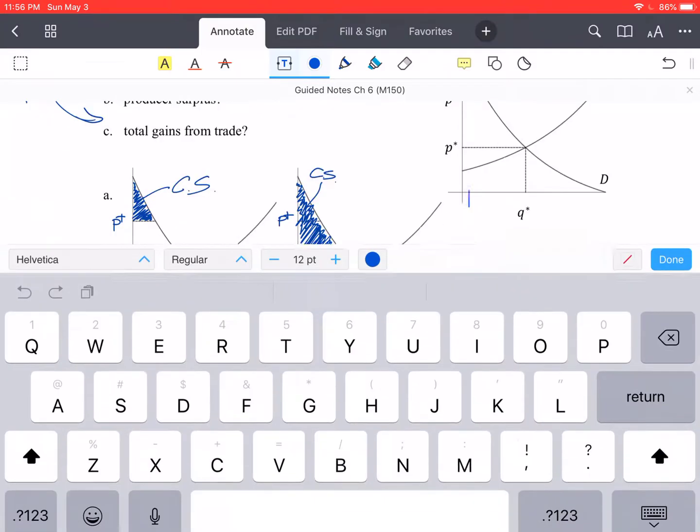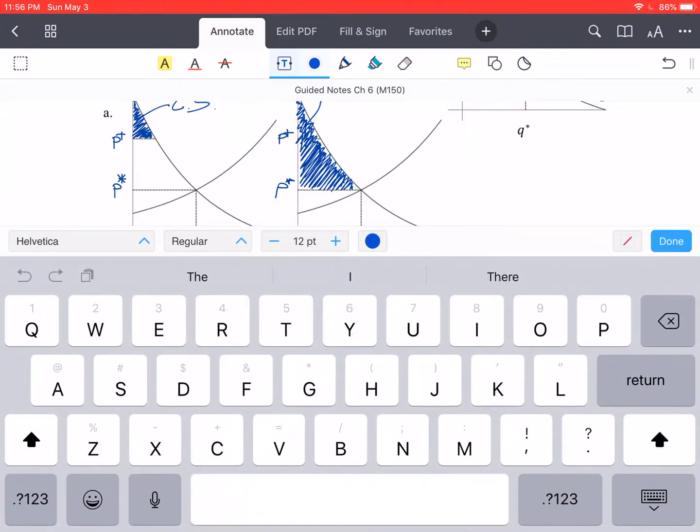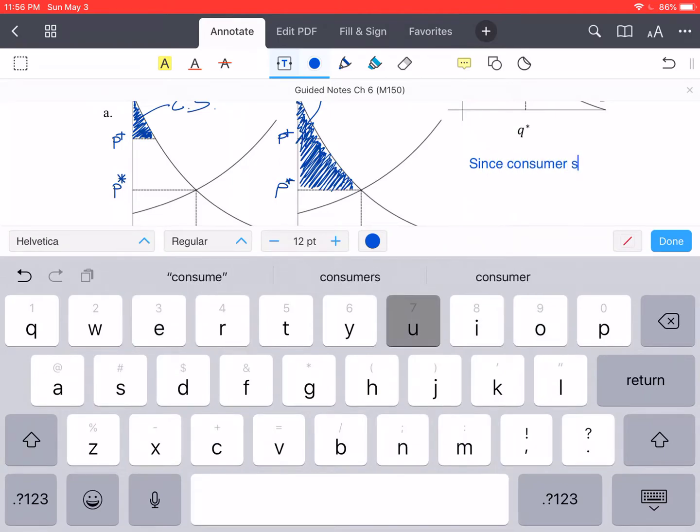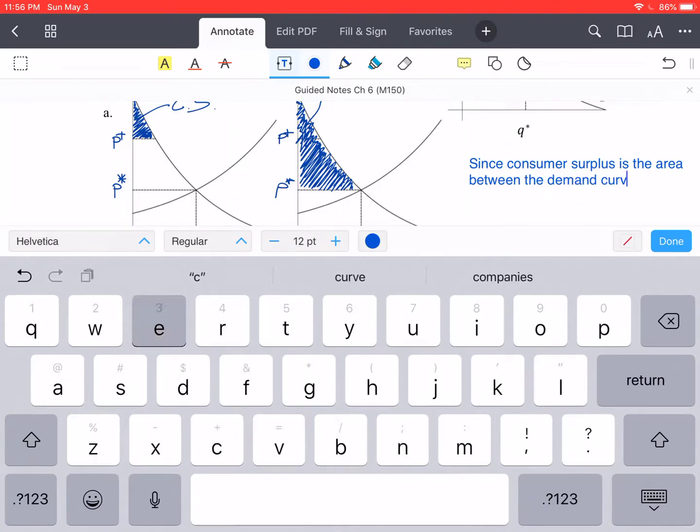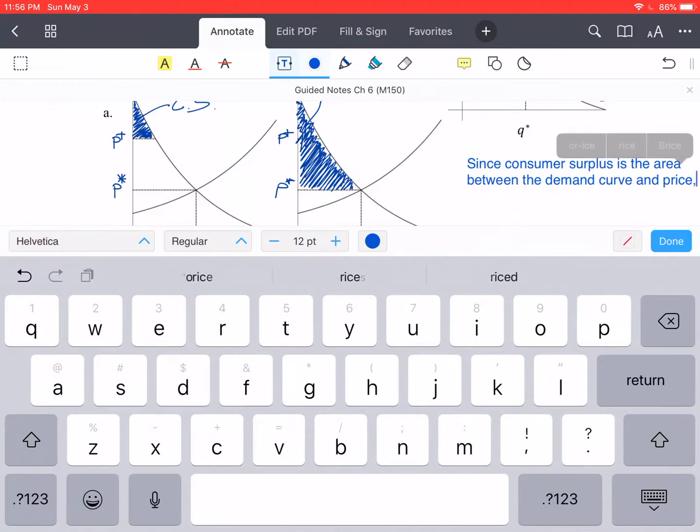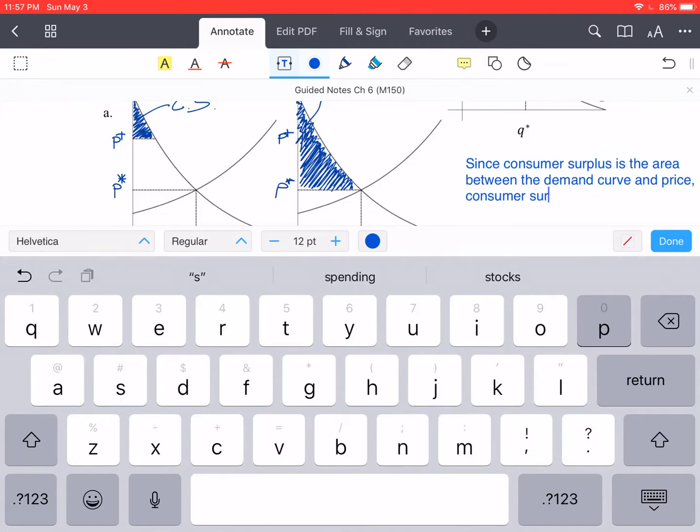So put this right here. Since consumer surplus is the area between the demand curve and price, and that would be the price being either equilibrium, P star, or P plus, that raised price. So since consumer surplus is this area, consumer surplus is less than at equilibrium.